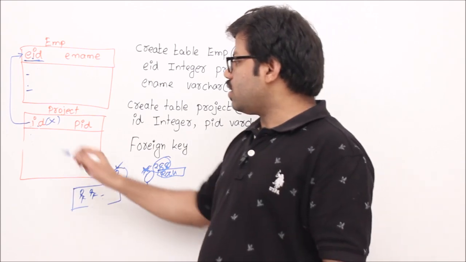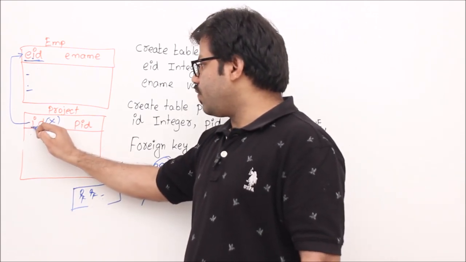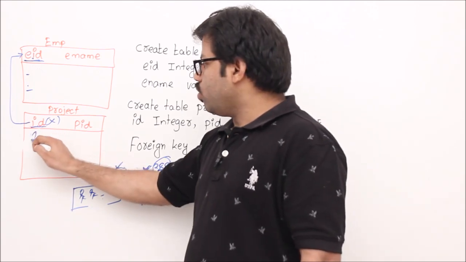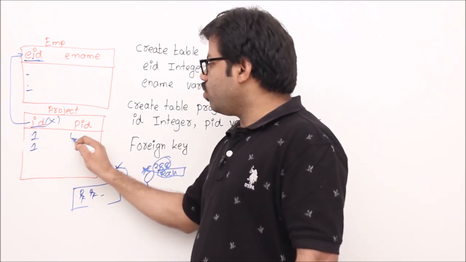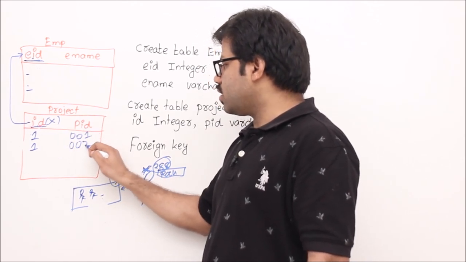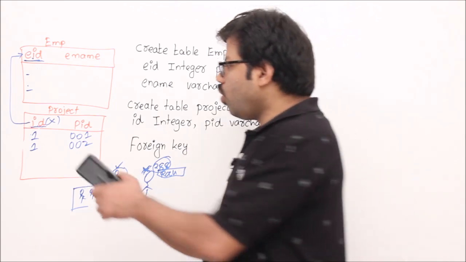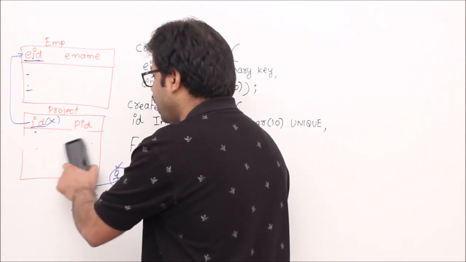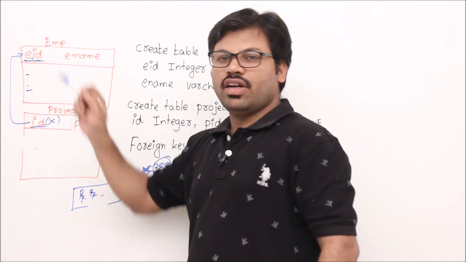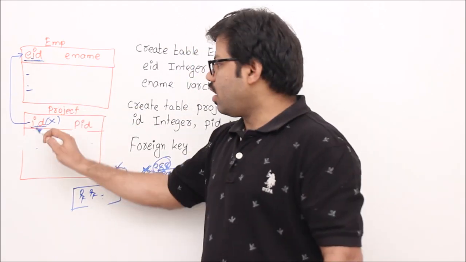Some students argue that, sir, this employee ID field should also be a primary key. No, it's not required. Why? Sometimes a person wants to lead multiple projects, and we should allow it. So there is no purpose in having a primary key here. The employee ID field should be the primary key, but not this one.